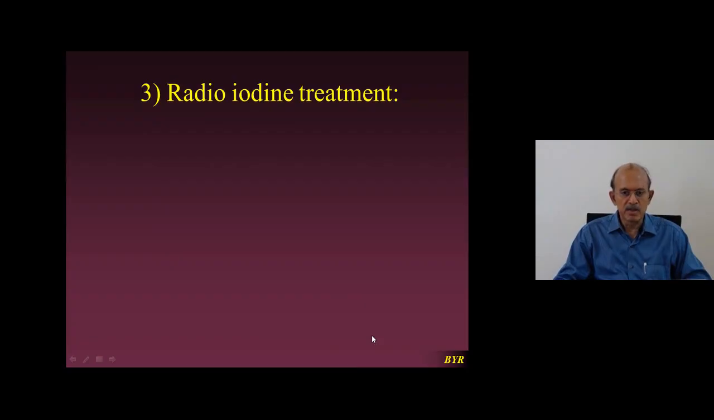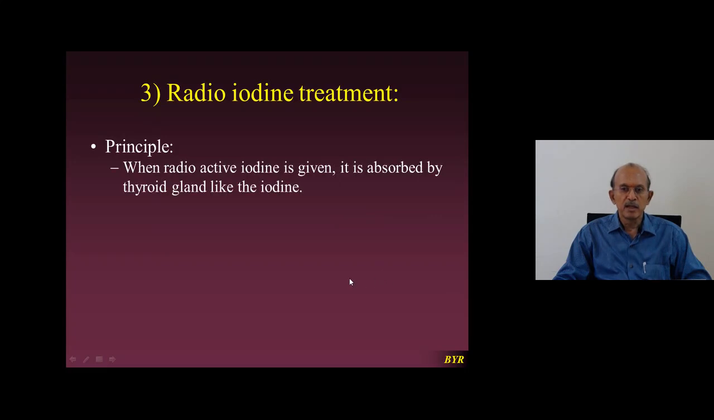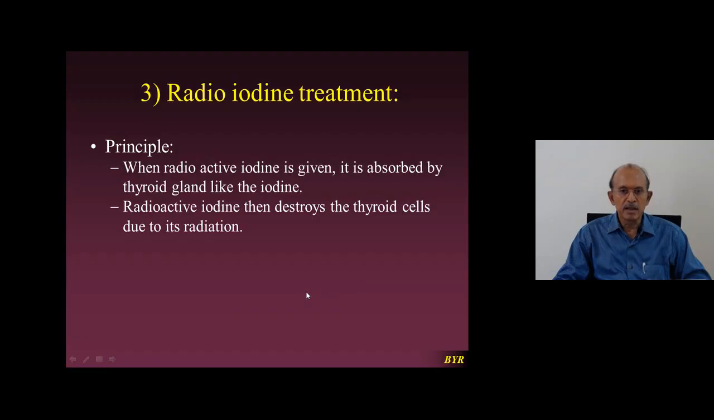Recurrence after surgery: the choice of treatment will be either radioiodine treatment or medical treatment. Of course, we will discuss the choice of treatment in various groups after completion of this radioactive iodine treatment. Radioactive iodine treatment, the principle: when radioactive iodine is given, it is absorbed by the thyroid gland like iodine. Radioactive iodine, because of the gamma rays, destroys the thyroid cells due to its radiation.